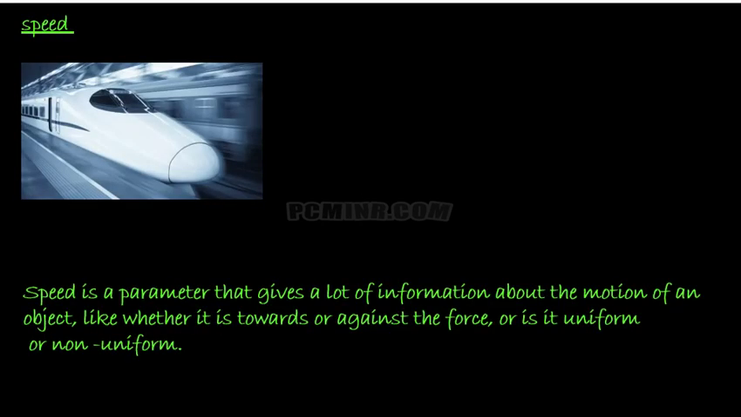In our previous videos, we learned about distance and displacement, and now we are going to learn how we can say that something is moving slow or fast. So yes, we are going to learn about an important term of mechanics which describes a motion, and that is speed. Speed is a parameter that gives us a lot of information about the motion of an object, like whether it is towards or against the force, or is it uniform or non-uniform motion.